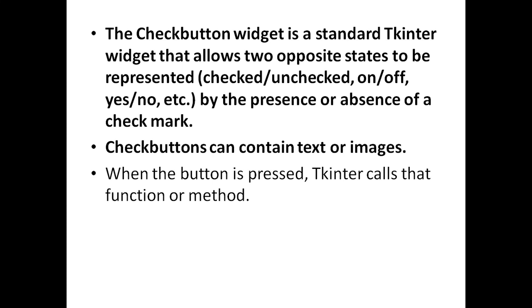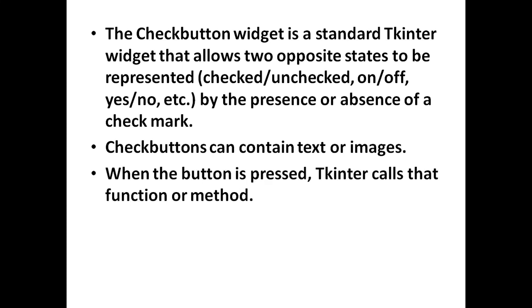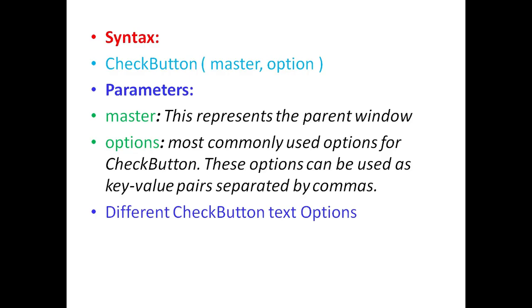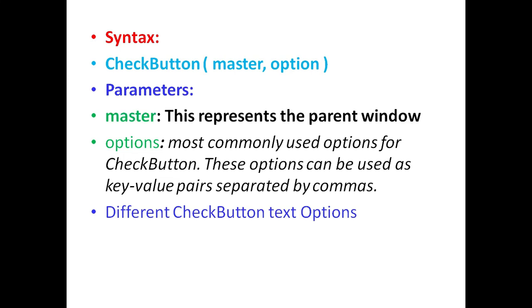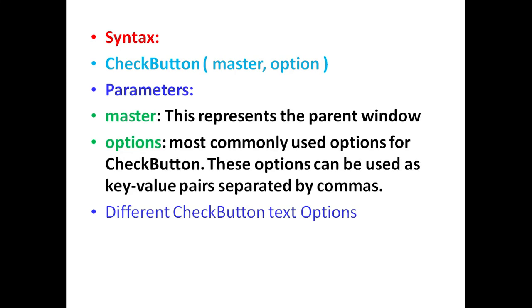Check buttons can contain text or images, and when the button is pressed, Tkinter calls the function or method related to it. The general syntax is Checkbutton with parameters master and options, where master represents the parent window and options are the most commonly used options for the check button. These options can be used as key-value pairs separated by commas.